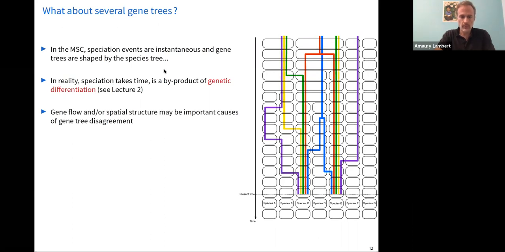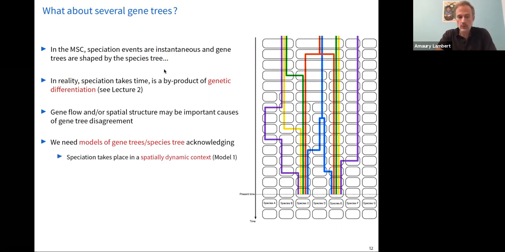multispecies coalescent. Also recall that gene flow and/or spatial structure may be important causes of gene tree disagreement. So we need models of gene trees acknowledging that speciation takes place in a spatially dynamic context, which will be the topic of model 1, or that species do exchange genes continuously and not at some specific time points, like in the few generalizations of the multispecies coalescent that exist. And it will be the topic of models 2 and 3.